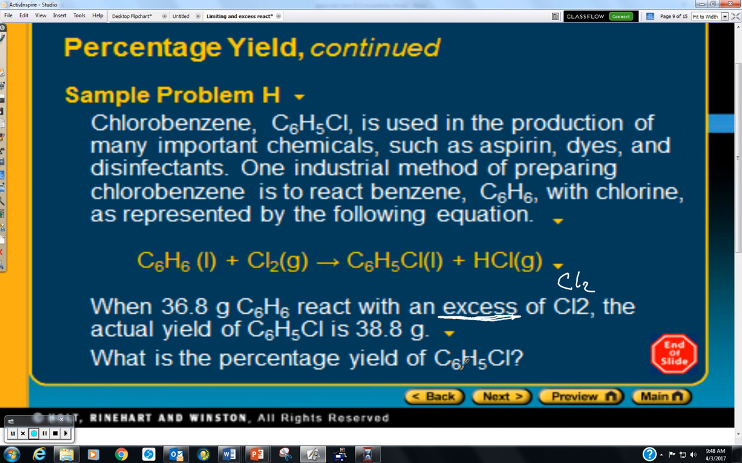The main thing is it tells us we have more than what we need, that there's going to be a bunch of this left over. We don't need to know how much is there. We just know that we have more than enough. So what's going to be important is this number here, which is telling us that our benzene is our limiting reactant. This is the one that's controlling the reaction in this particular case.